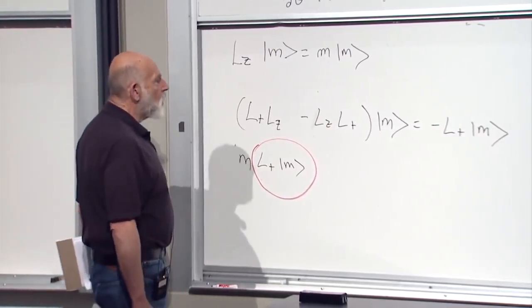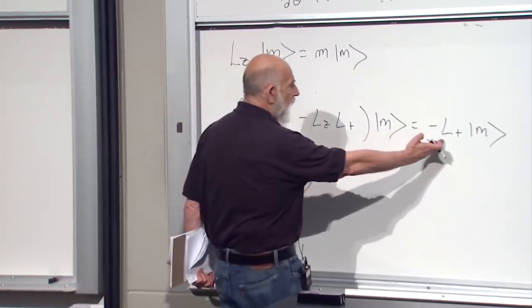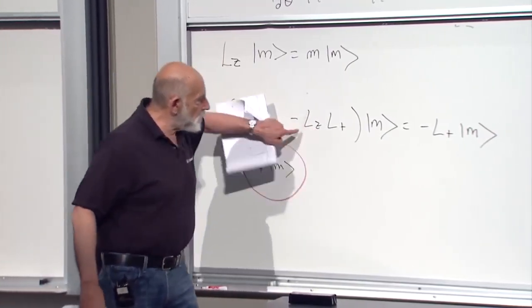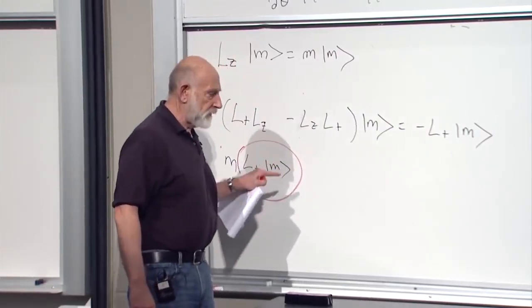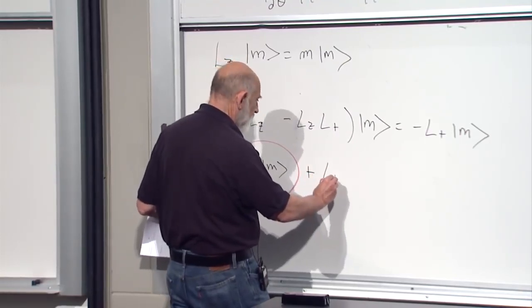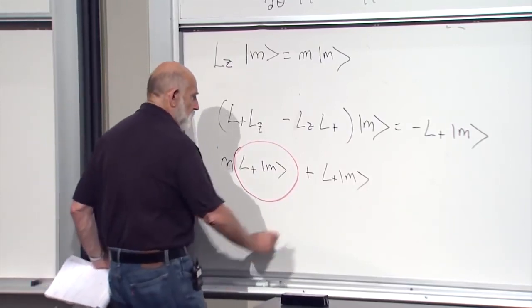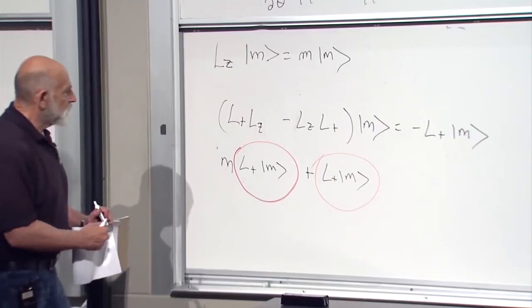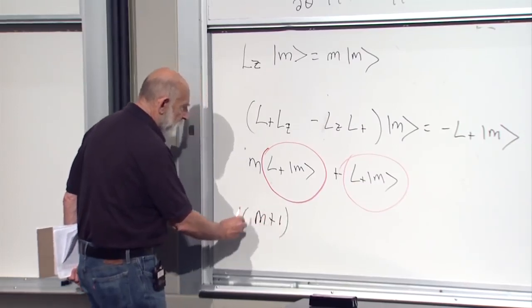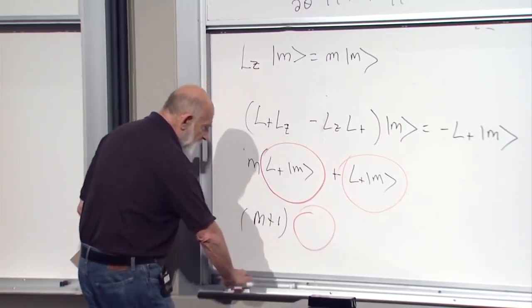Now, let's add this over to the left side here. We're going to take this term and move it to the right, and we're going to take this one and move it to the left. So let's take this one and move it over to the left. That will give us plus L plus m. That's also exactly the same thing that appears in the red circle. So what do we get? We get m plus 1 times the object in the red circle. Let's just draw a red circle there.